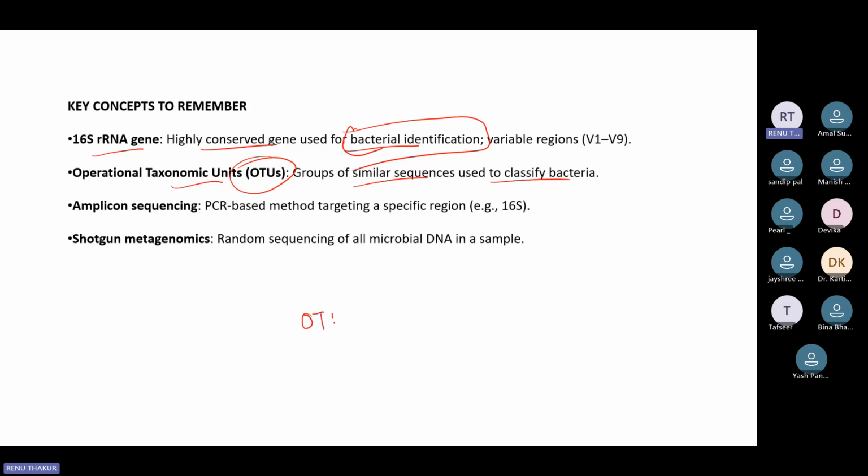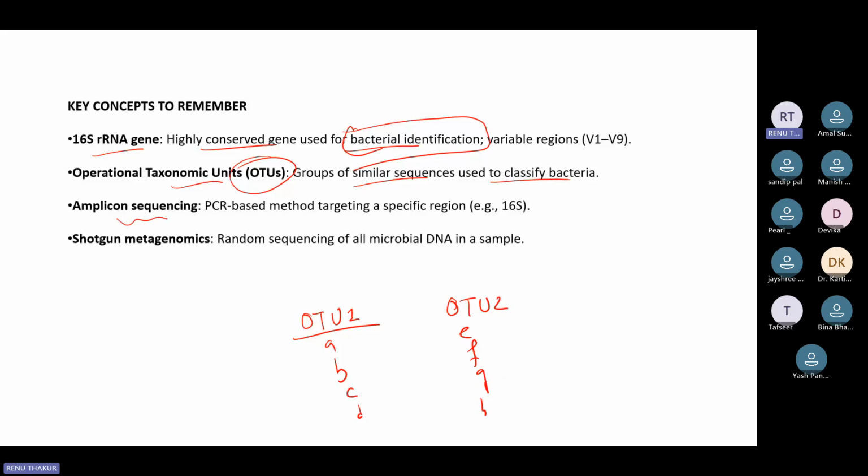Suppose in OTU1 we have A, B, C, D. So the bacteria A, B, C, D have similarity in their sequences, therefore OTU1. Now, OTU2 has E, F, G, H, likewise. So these are groups of similar sequences used to classify bacteria.